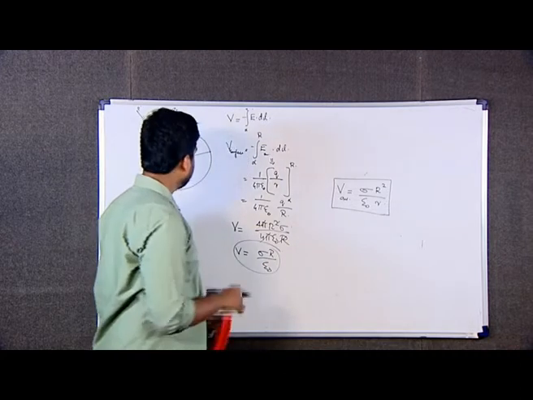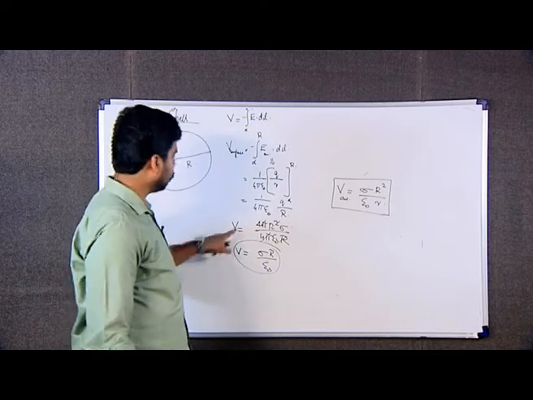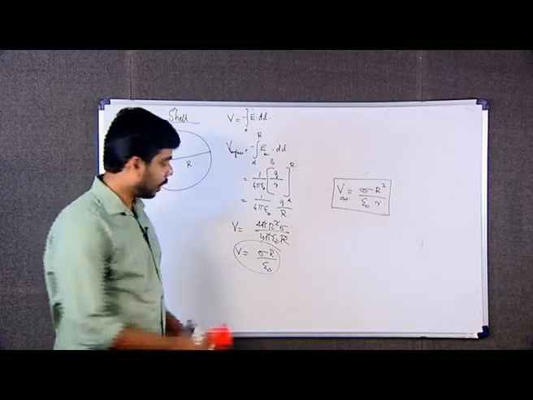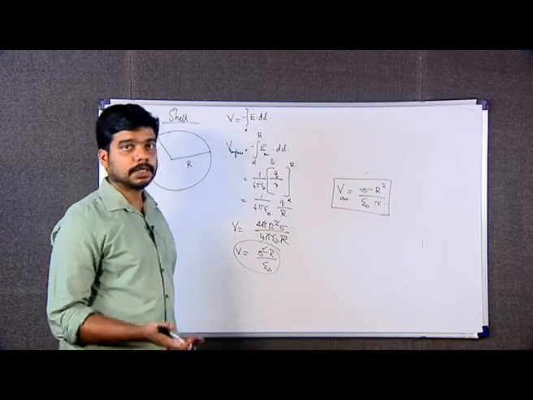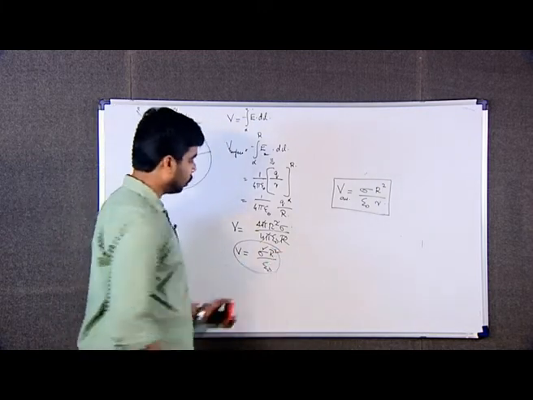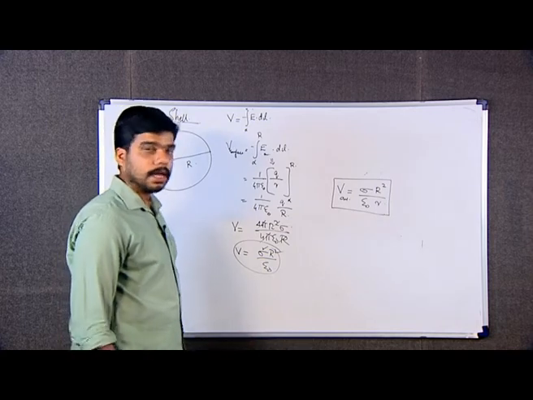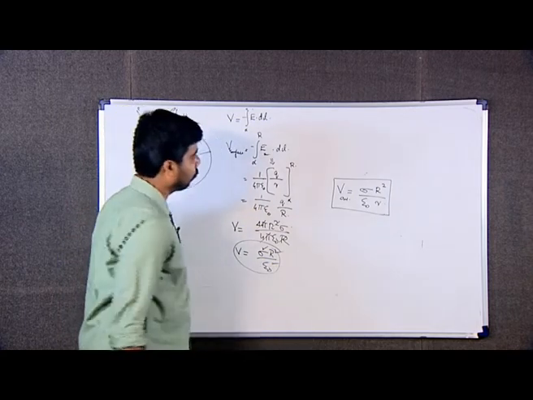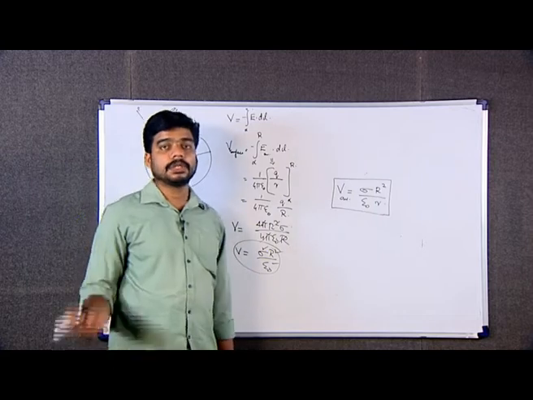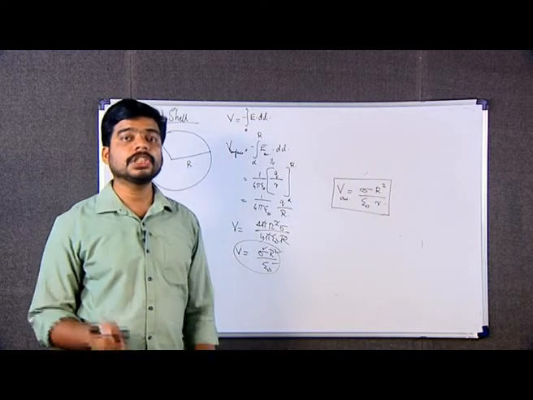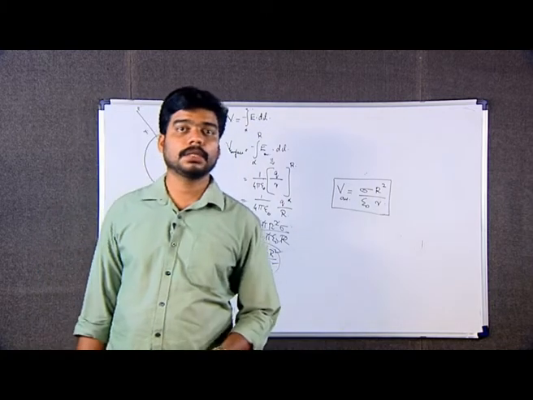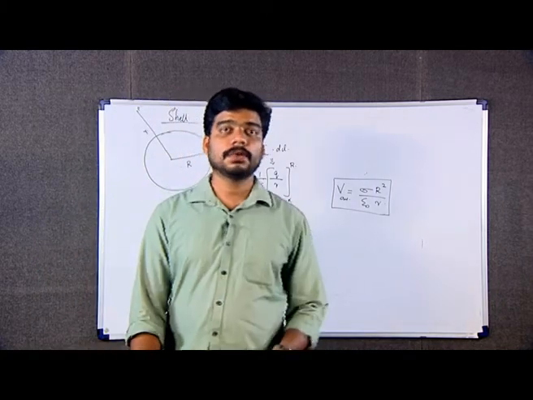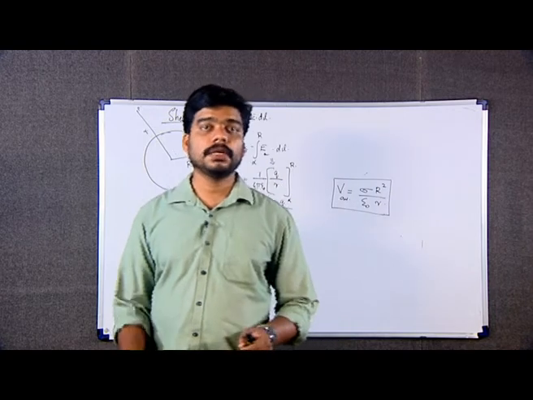At the surface of the shell, V is a constant, because sigma is a constant, the uniform surface charge density, r is a constant, which is the radius of the shell, and epsilon 0 is also a constant. That means the potential is a constant at the surface. We will check what the potential inside the shell is.